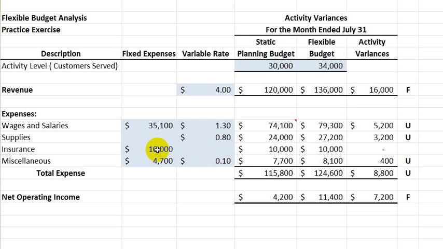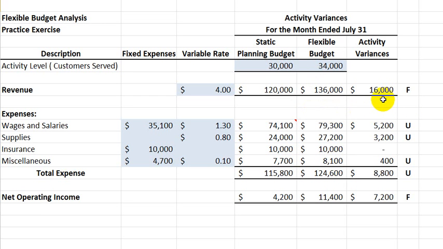Using that same theory, in the case of supplies, there is no fixed amount, so it's the 80 cents times the activity level in the case of the static budget and the flexible budget. We then go down the worksheet and complete the budgeted amounts for each of the static and the flexible budget. We then compare those to each other row by row to determine whether we have activity variances that are favorable or unfavorable. In the case of revenue, we do have a favorable variance because we had 4,000 more customers.